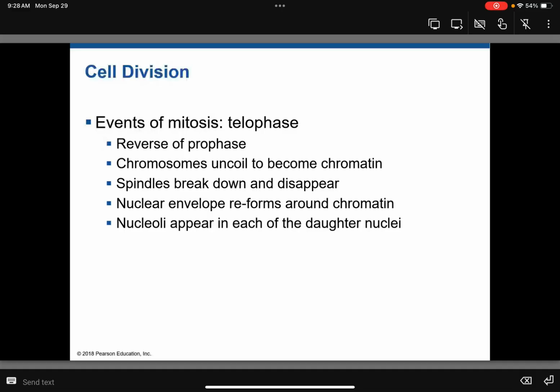Once anaphase is complete, telophase begins, and it is basically the reverse of prophase because the chromosomes begin to uncoil to transition back into chromatin, like the spaghetti-looking DNA. Spindles will break down and disappear until they are needed again. The nuclear envelope will reform around the chromatin, and the nucleoli will appear in each of the new daughter cells, daughter nuclei.